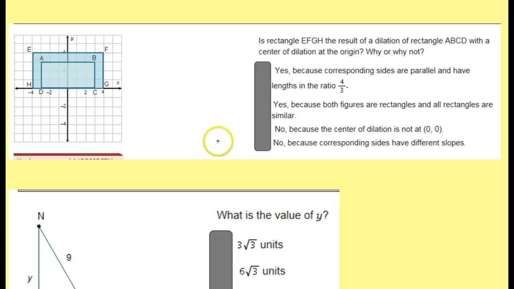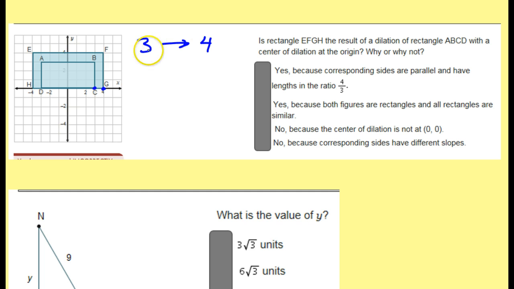All right, we have two more questions left. Is rectangle EFGH the result of a dilation of rectangle ABCD with a center of dilation at the origin, why or why not? Well, let's analyze carefully. Look at the distance from the origin to point C. That distance is 3. Now, that's the pre-image. The image is landing over here at distance 4. So it went from being 3 away to being 4 away.